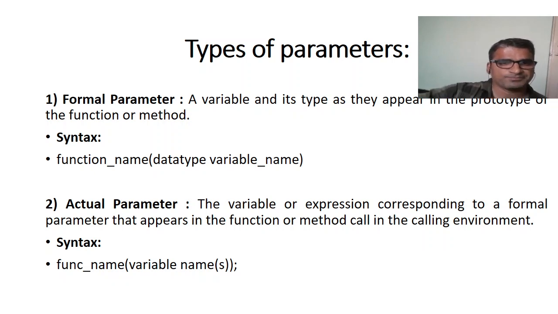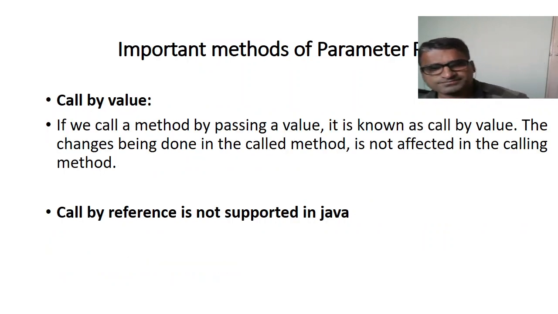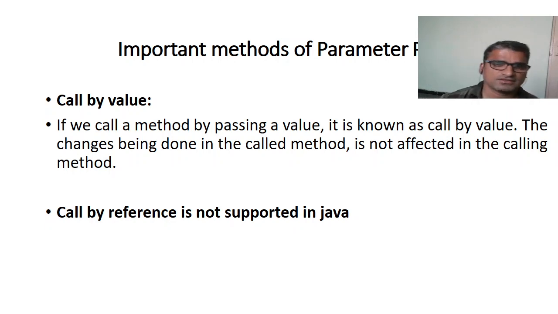So in this way we can define formal parameters as well as actual parameters by using different syntaxes in Java programming language. So let's see the important techniques of parameter passing mechanism. So we have two types of parameter passing mechanism in programming languages: call by value and call by reference.